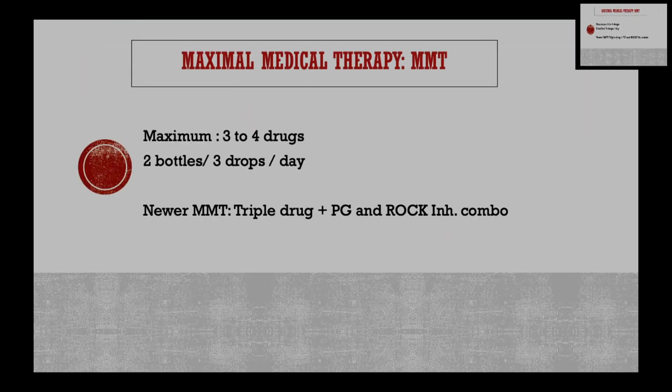But coming to maximum medical therapy, mostly we use 2 bottles or 3 drops in a day, so something like a brimonidine with a brinzolamide with a prostaglandin timolol combination can give you 3 drops per day and 4 medications. But now with the triple drug available and even the prostaglandin with ROCK inhibitor in the pipeline, you may get 5 medications with just 3 drops per day.